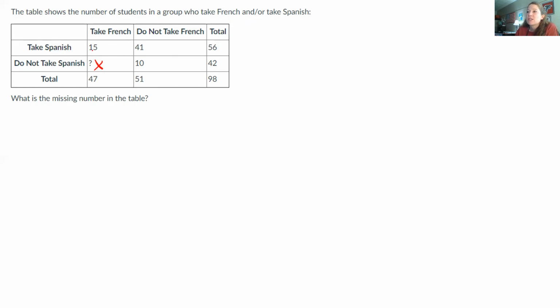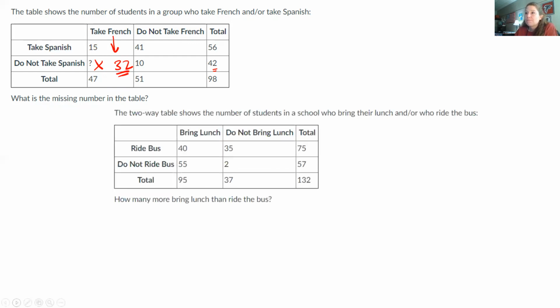Well, we have 2 choices, don't we? Since this is the total number of students who did not take Spanish, couldn't we subtract those who did not take French also from 42? We could. And the other way we could find that number is because we know that 47 students took French and 15 also took Spanish, we could subtract 15 from 47 and we'd still get the same answer. So you have 2 different ways to figure out that missing number.